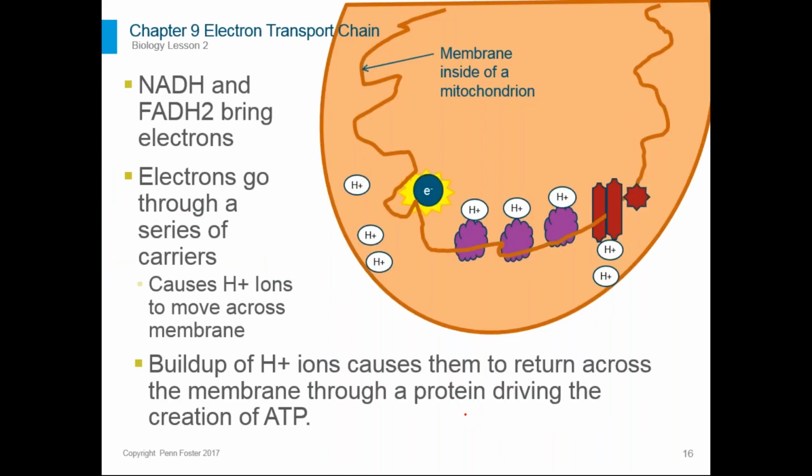All right, and our last step of cellular respiration, the third stage, is called the electron transport chain. So electron carrier molecules from glycolysis and the Krebs cycle begin the electron transport chain. The high-energy electrons go through a series of carriers that reside on the mitochondria's inner membrane. As they move through, they cause hydrogen ions to be pumped across the membrane.